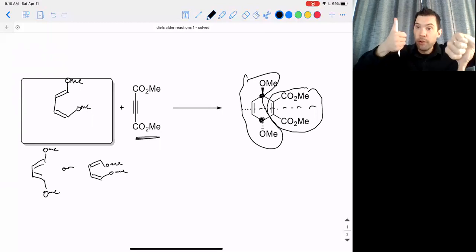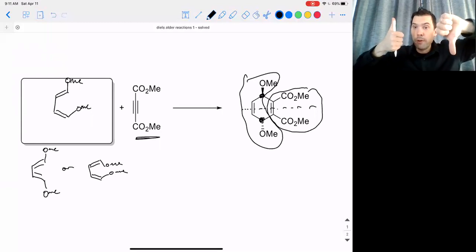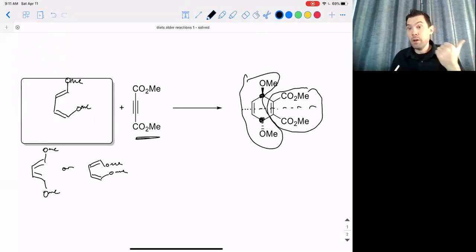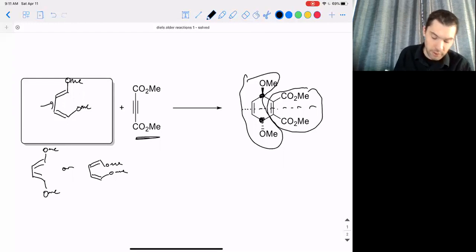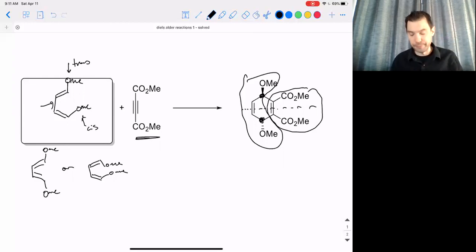But in the product, we clearly got one going up and one going down. And so that means we have to have one sort of cis and one sort of trans in the starting material. And again, my point of reference there is this bond. And so the OMe here is trans to that bridging bond. And this one here is cis to that bridging bond. All right, and so that clears that one up.